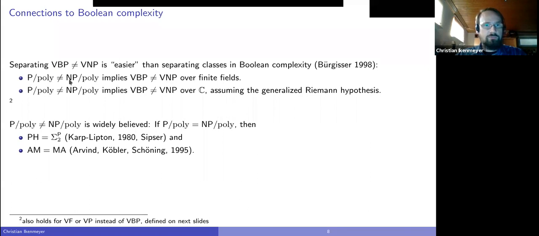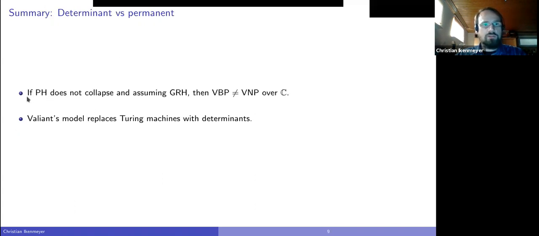And this is just a non-uniform version of P versus NP. It's widely believed that this is true, because if not, then the polynomial hierarchy would collapse, and AM would be MA, right? So that is widely disbelieved. Therefore, this is a non-uniform version of P is not equal to NP, and it is widely believed. So we also do widely believe that these two classes are different. Yeah, so this is a summary slide here. If the polynomial hierarchy does not collapse, and we assume the generalized Riemann hypothesis, then we do have that these two classes are not the same.